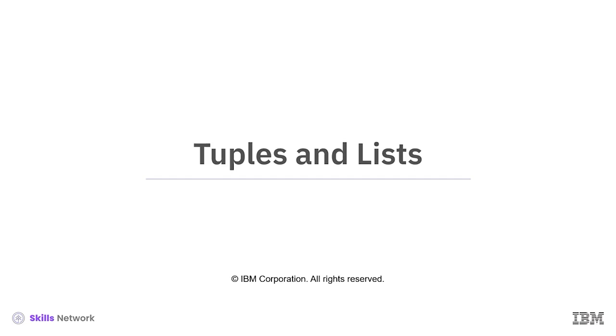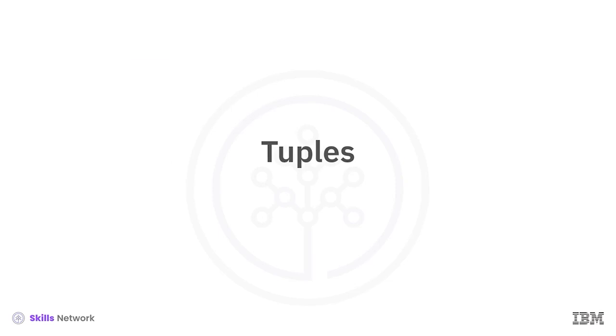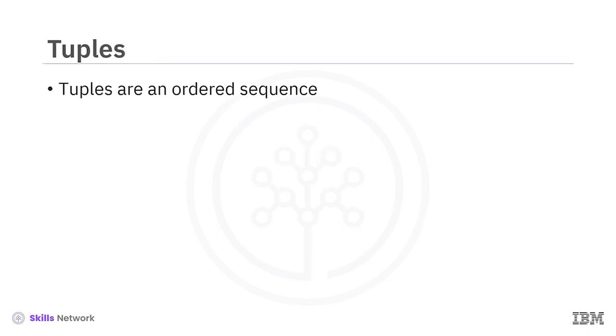In this video, we will cover lists and tuples. These are called compound data types and are one of the key types of data structures in Python. Tuples. Tuples are an ordered sequence. Here is a tuple ratings.